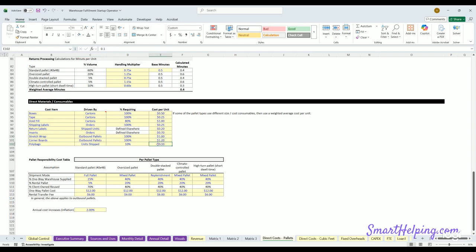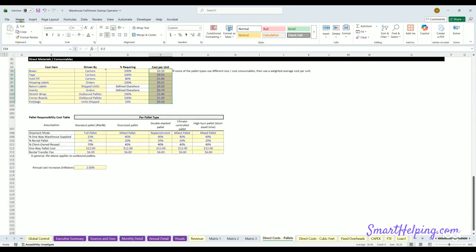So this is cost per unit shipped, cost per outbound pallet for corner boards, cost per outbound pallet for stretch wrap, cost per order per inserts, cost per shipped unit for return labels. So you can see what it's driven by, applied, and then the actual cost.